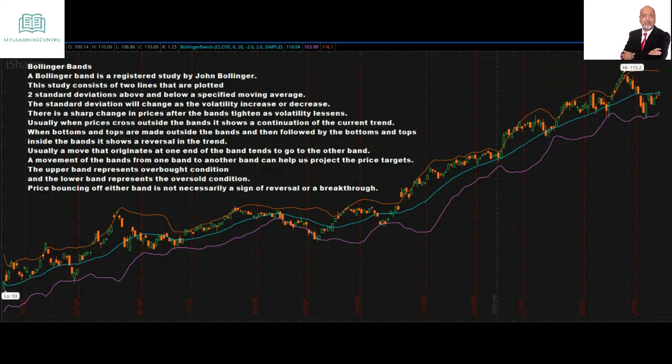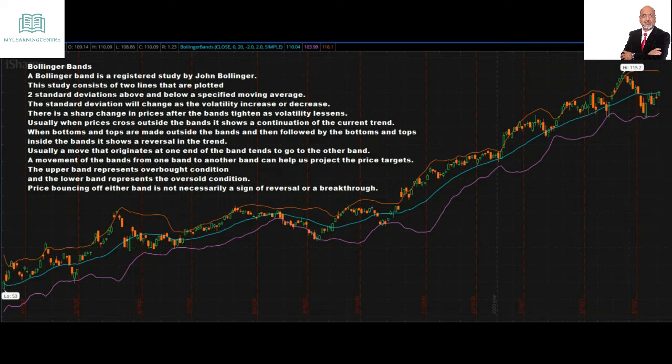In this case, if you look at the price chart, the 20 days moving average is shown in turquoise color. Two standard deviations above it is the red color band, the upper band, and two standard deviations below the moving average is the purple color band, the lower band.